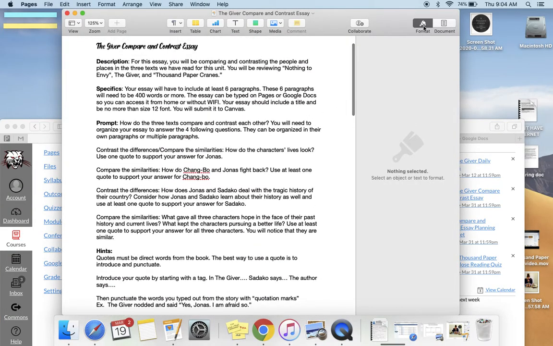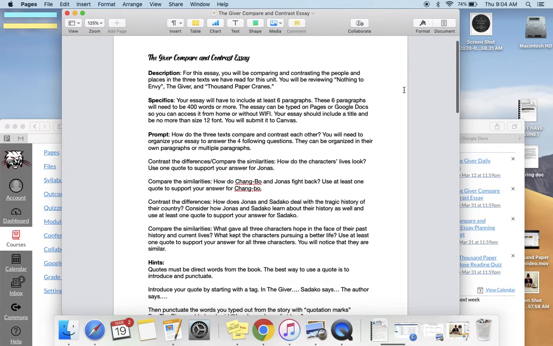You'll open a document that's like this. Now, I've broken it down into some headings, so we'll only talk about the first three together. For this essay, you'll be comparing and contrasting the people and places in the three texts that we've read for this unit: Nothing to Envy about North Korea, the book The Giver, and the play A Thousand Paper Cranes that you should have read on Tuesday.